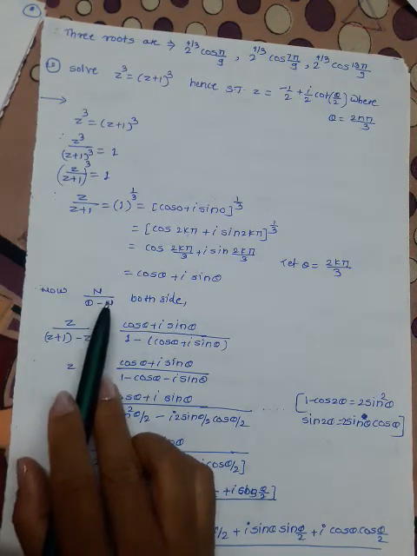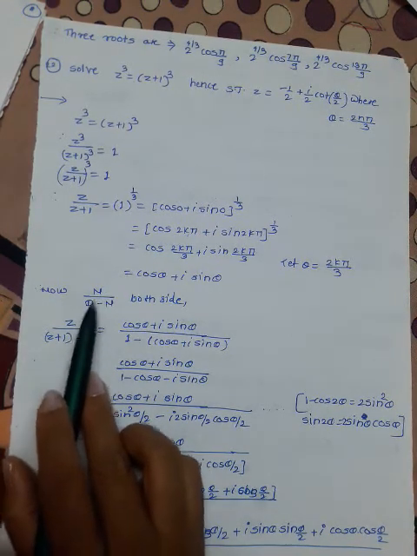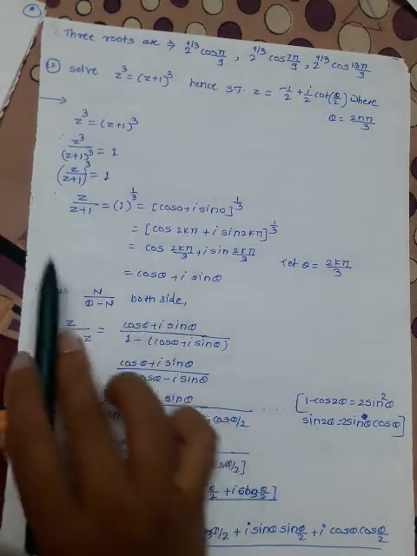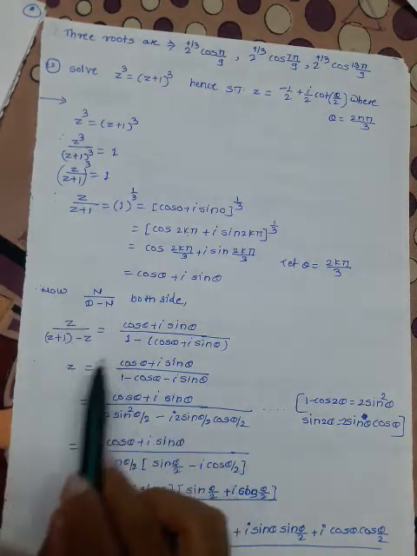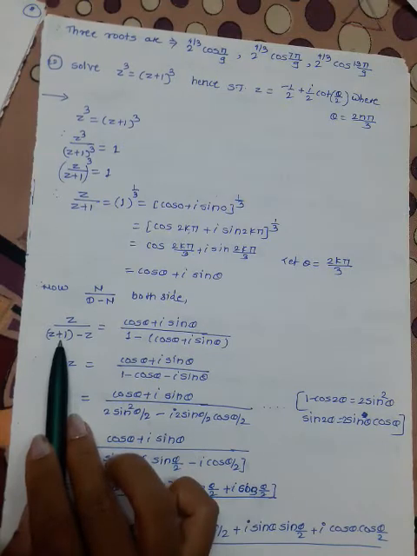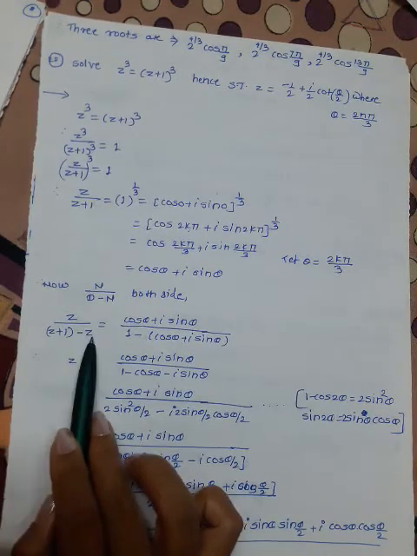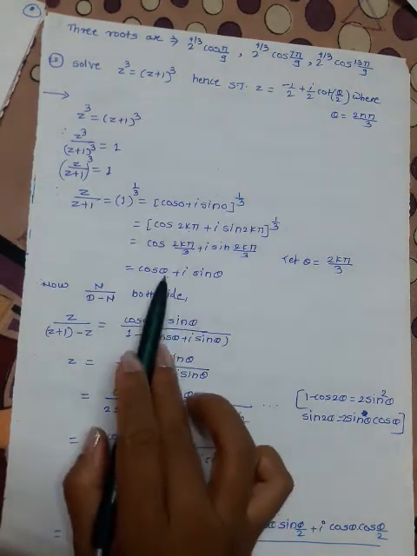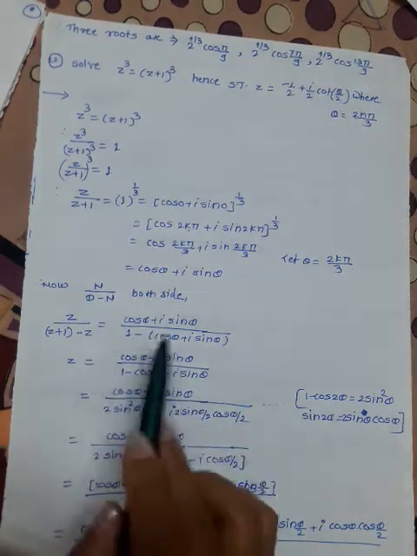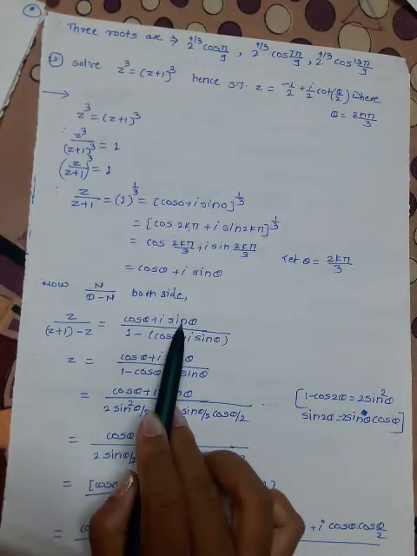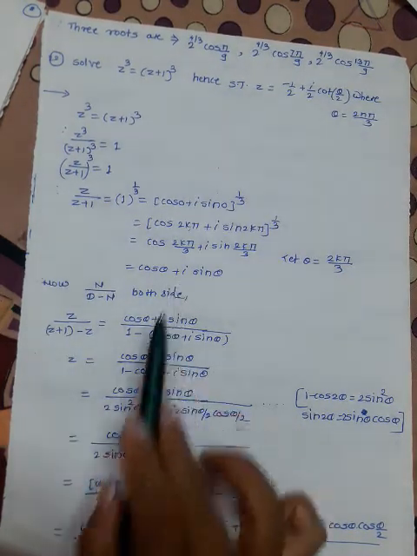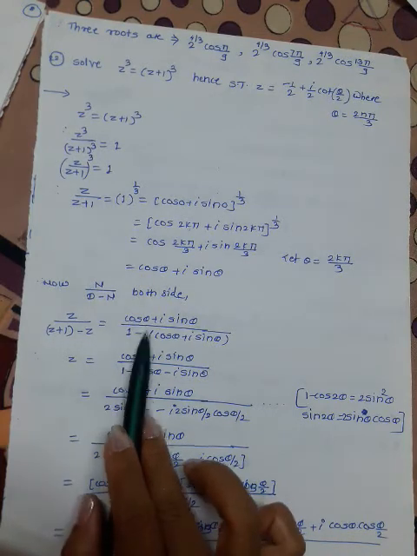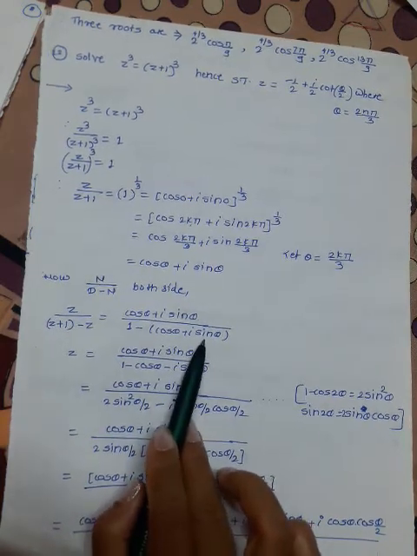We can do this process: numerator divided by denominator minus numerator on both sides. What we get, this numerator divided by denominator minus this numerator on both sides. The RHS side denominator is 1, that's why cos theta plus i sin theta divided by 1 minus numerator, which is cos theta plus i sin theta.